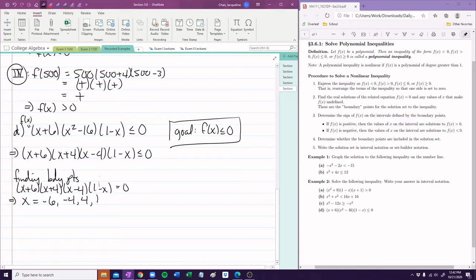Be really careful with this one. Remember, it was 1 minus x equals 0. So then 1 is equal to x. You can say x is equal to 1. If you wanted to subtract it, you could have gone negative x equals negative 1, divide both sides by negative 1, so you get x is equal to 1. Either way, you'll get the answer.